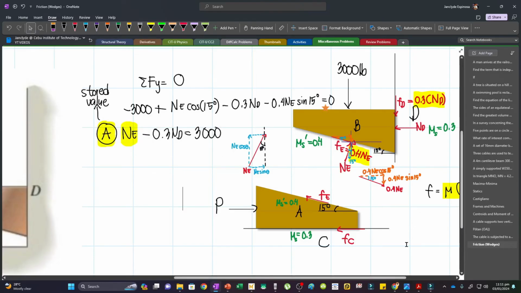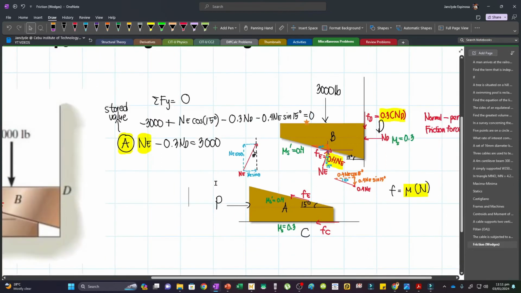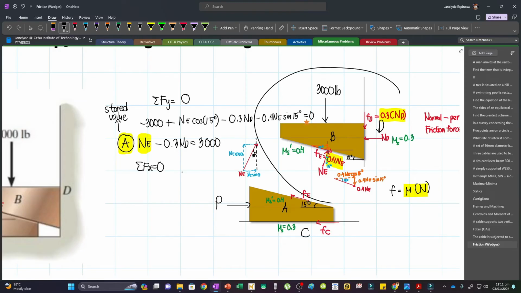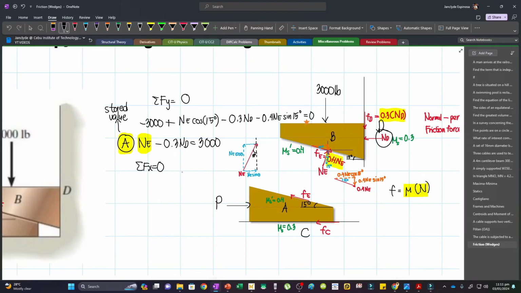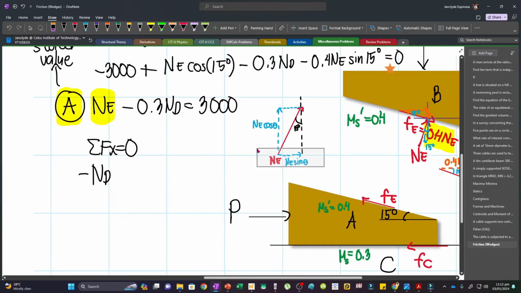Now sir, where are we going to obtain our second equation? Our second equation can be obtained by summing up forces horizontal. And so let's try to do that. Summing up forces along x equal to 0. Now again, for this free body diagram, we have ND, which acts to the left. And so that will be minus ND, and then plus the horizontal component of this one.